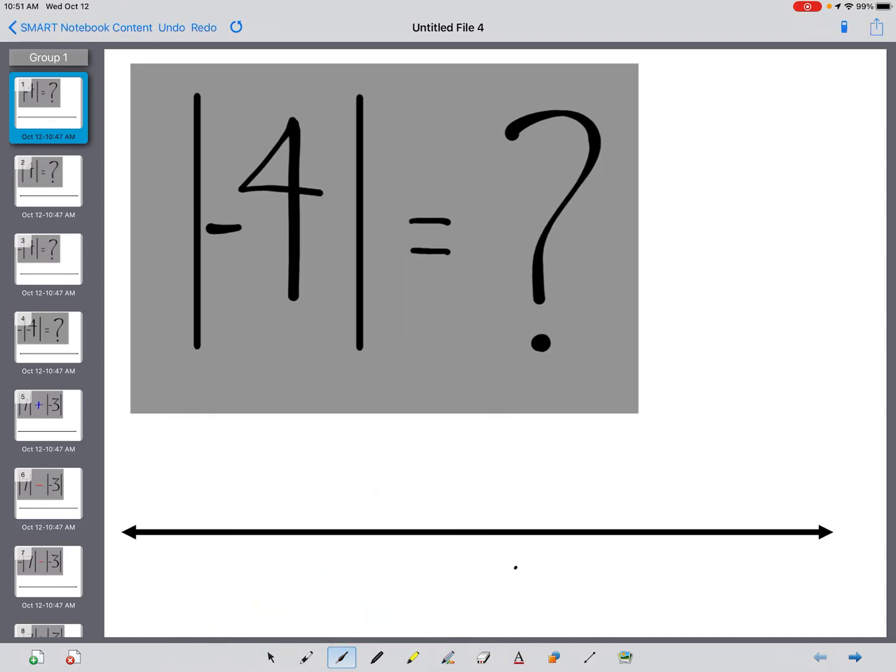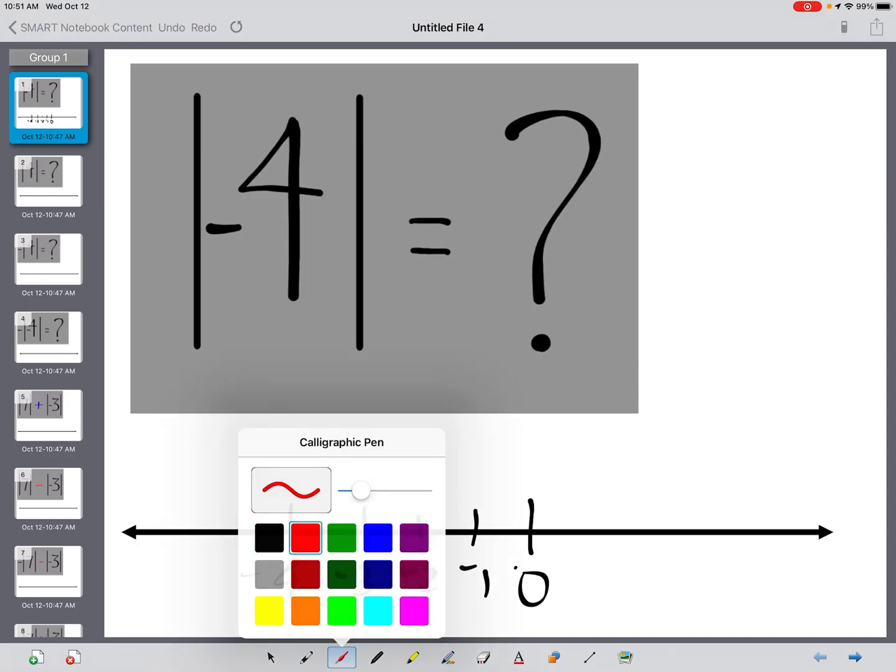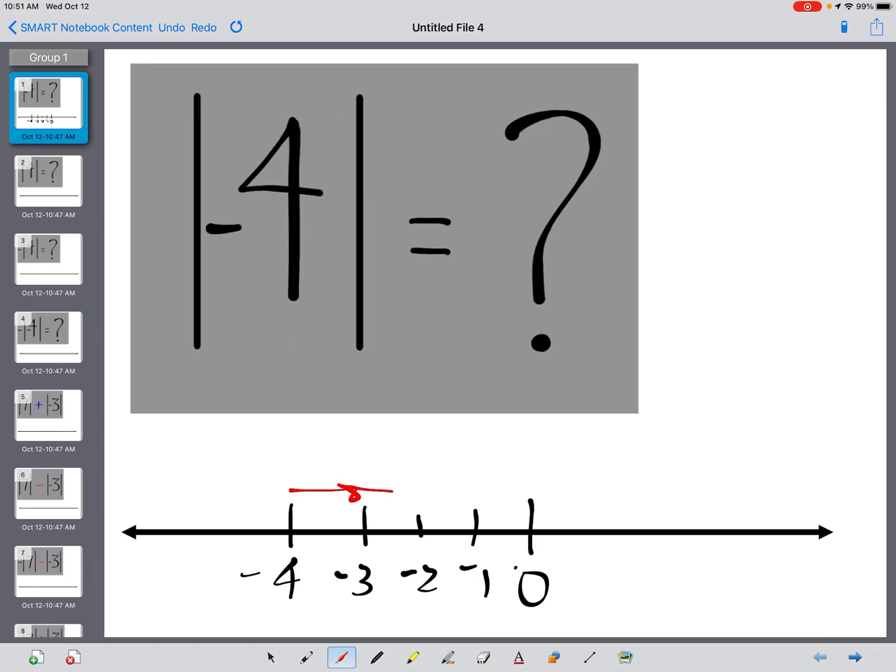And so if you consider a number line, you can just make your own, right? And we'll say here is -4, then you would have -3, -2, and -1. And so you count those units, and that's 1, 2, 3, 4. And so the answer to this would be 4.